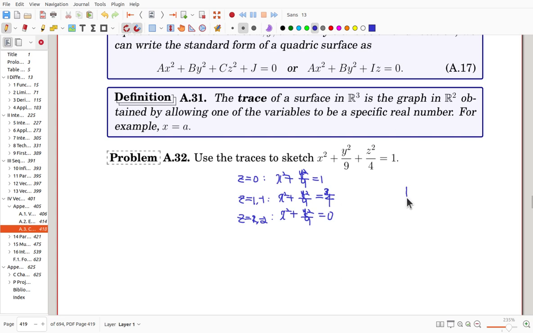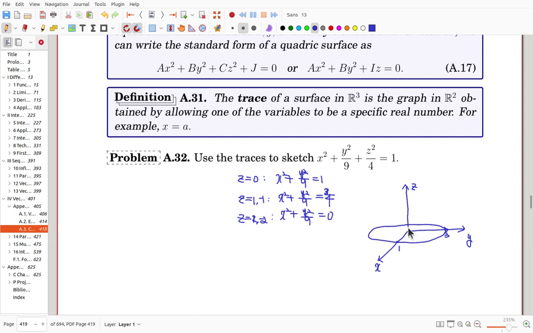Okay, in the 3D coordinates, that is the x direction, this is the y direction, that is the z direction. Here, when z equals 0, it means the plane is the xy plane. In the xy plane, in the y direction is 3, and in the x direction is 1, and it is an ellipse passing these points. So we can get an ellipse like that on the xy plane.